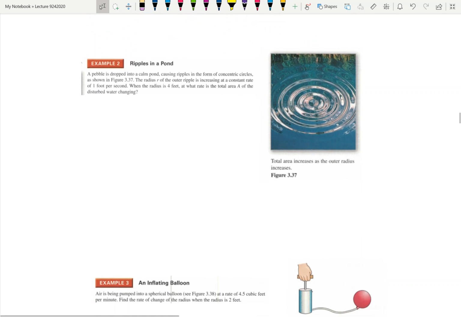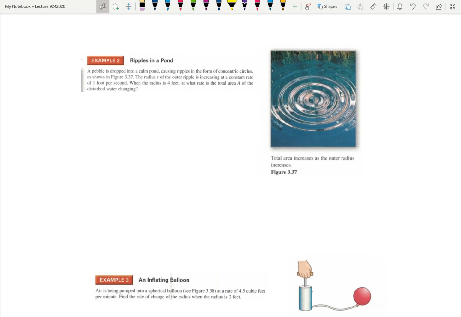Let's discuss one more example, ripples in a pond. So a pebble is dropped into a pond. So this is a pond, causing ripples in the form of concentric circles as shown in the figure. The radius of the outer ripple is increasing at a constant rate of 1 foot per second. When the radius is 4 feet, at what rate is the total area of the disturbed water changing?